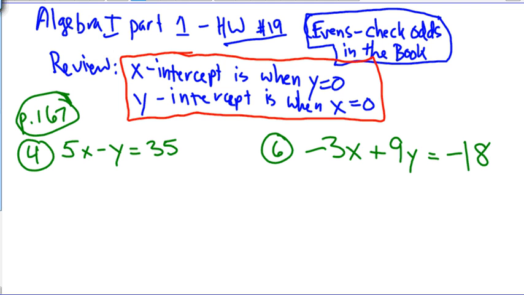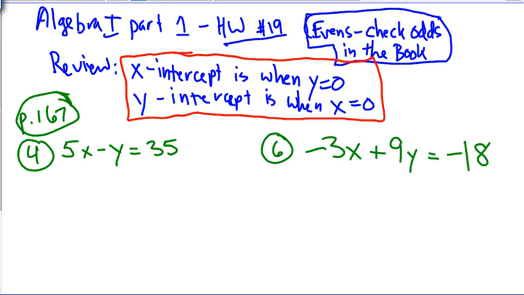All right, so this section was dealing with graphing by using the intercepts, the x-intercept and the y-intercept. The x-intercept occurs when y equals 0. The y-intercept occurs when x equals 0. So when I'm on the x-axis, y is 0. When I'm on the y-axis, x is 0. So we'll start with number 4.